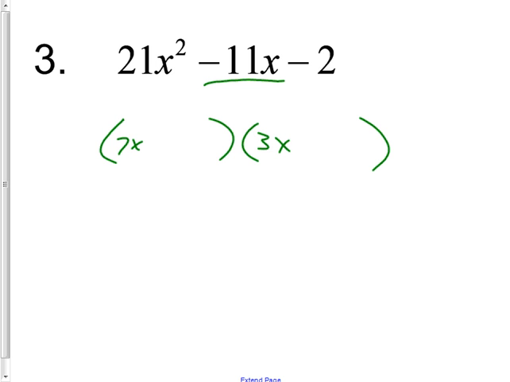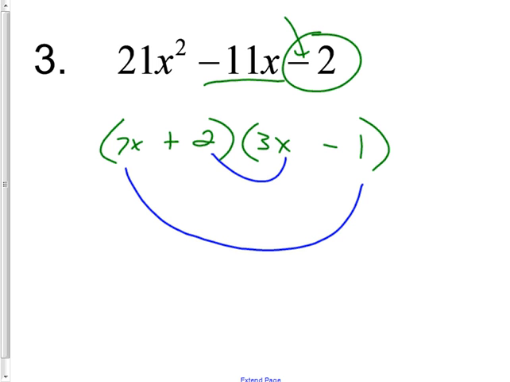Then I figure out, how can I make a 2? Well, it's got to be a 2 and a 1. 2 and a 1. Now, where the 2 and the 1 are, I don't know. And then one of them has to be negative, because this is negative. So one of them has to be negative. I'm going to try making that one negative and this one positive. Now watch what I can learn from this. It's not all guess and check. Do it smart.